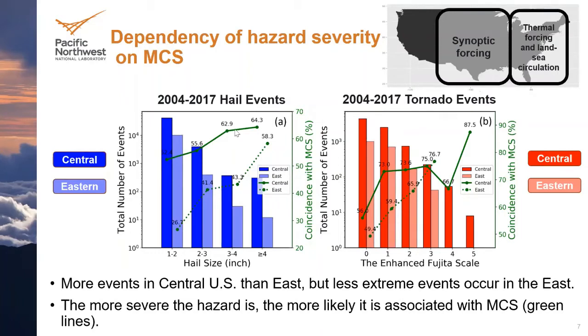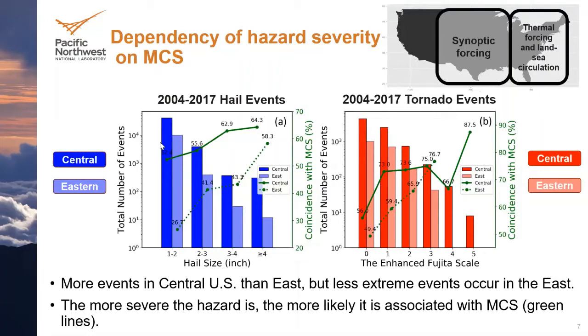In this histogram figure, hail is on the left, tornado is on the right. They are separated into different severity bins according to the hail size and the tornado scale. The dark color represents the central and the light color represents the east. First, let's look at the bars.